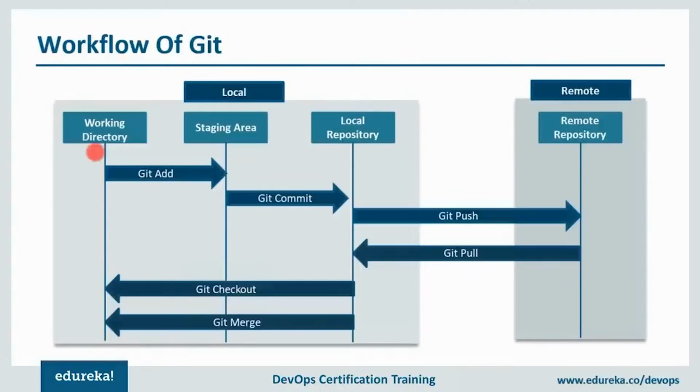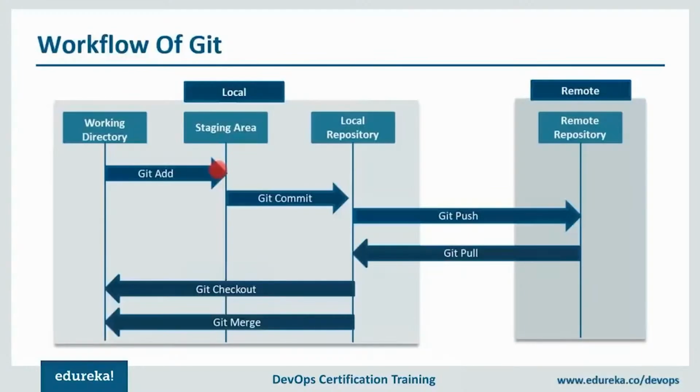Now, what I'll do is, I'll perform the git add operation here. Now, because of this git add operation, whatever was there in the working directory has been put into the staging area. Now, you can visualize the staging area as the place between the working directory and the local directory.